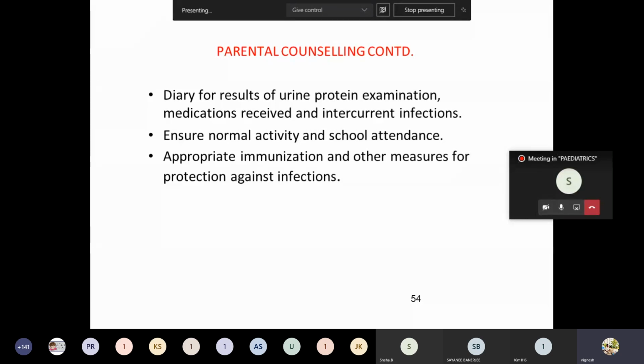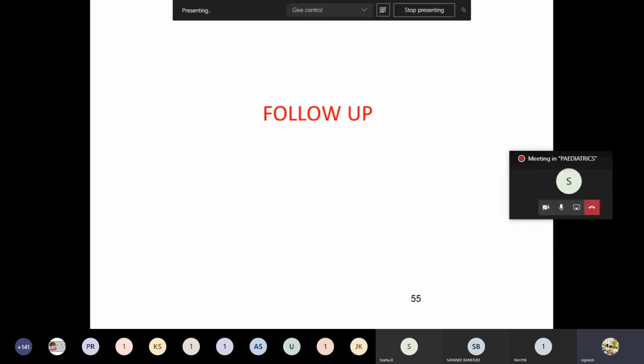And regular, age-appropriate immunization should be advised. They have to take regular vaccinations, whatever is required for the particular age. And extra, to prevent infections, streptococcal infection, pneumococcal vaccines, meningococcal vaccines, if they can afford them, can be advised. So this is about the parental guide.